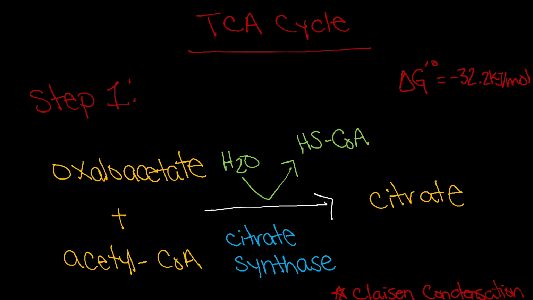So in the first step of the TCA cycle, we have oxaloacetate combining with acetyl-CoA to form citrate. This step is catalyzed by an enzyme known as citrate synthase. This is a Claisen condensation, so H2O is involved, and we will be hydrolyzing the coenzyme A off of the acetyl group. And this step is highly exergonic.